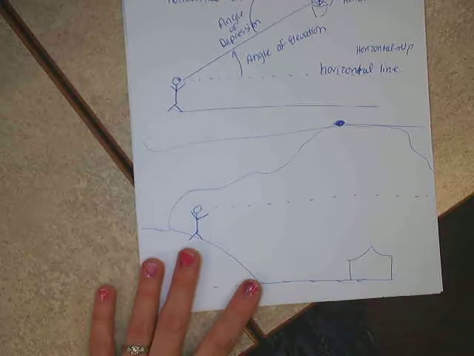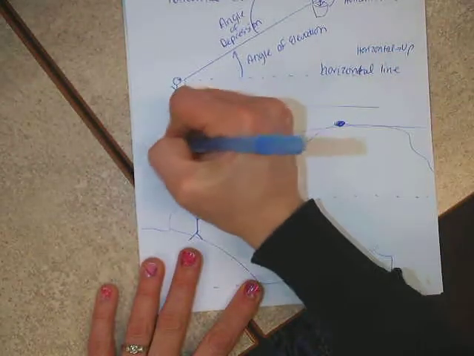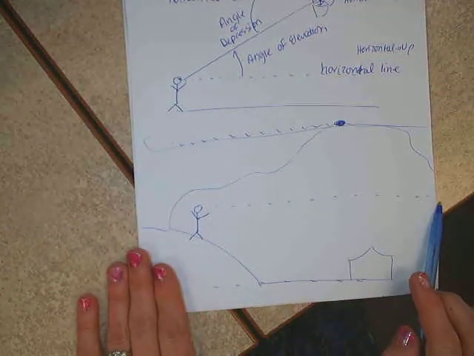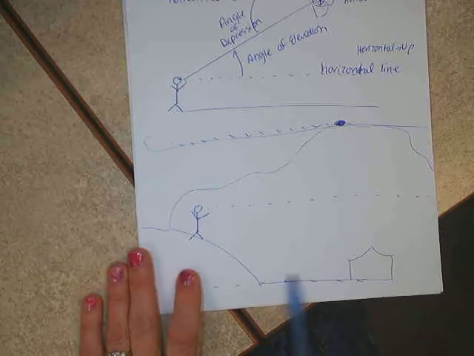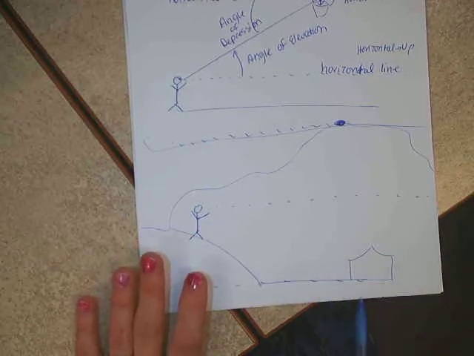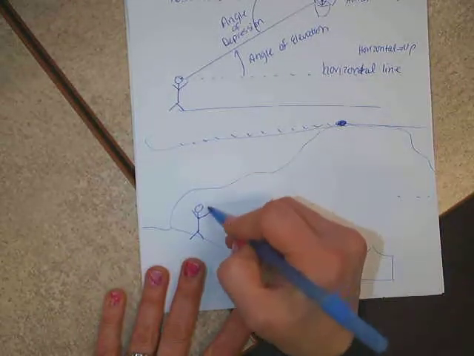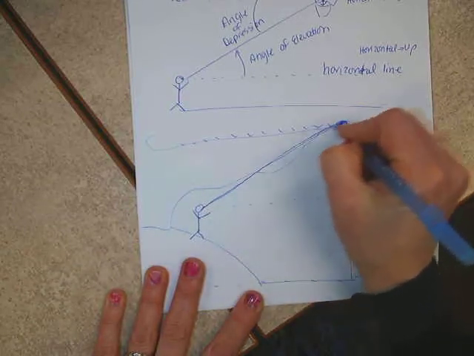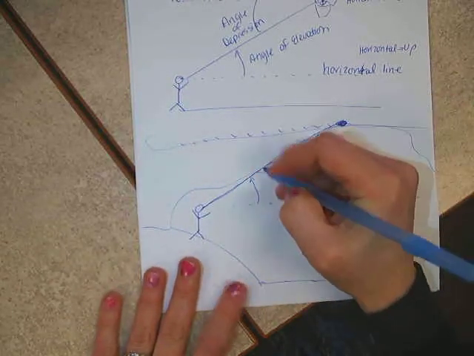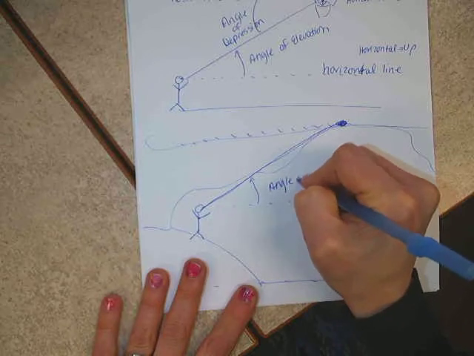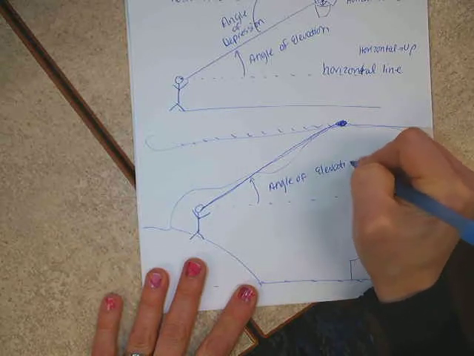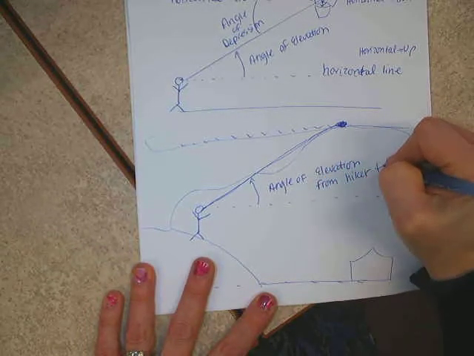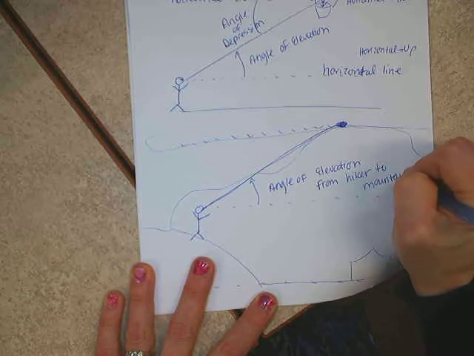So if we look at another picture, we've got a hiker, and we've got the top of a mountain. We've got the horizontal line from the top of the mountain. We've got the horizontal line from the hiker's eyesight, and we've got a horizontal line on the ground, down in the valley. So from the eyesight of the hiker up to the top of the mountain, here that would be considered an angle of elevation. And we do include the perspective from the hiker to mountaintop.